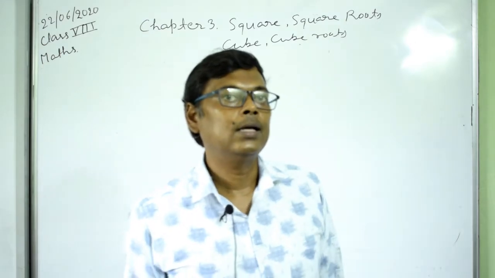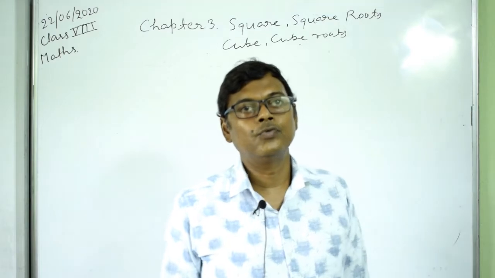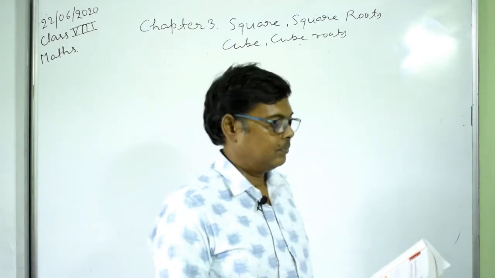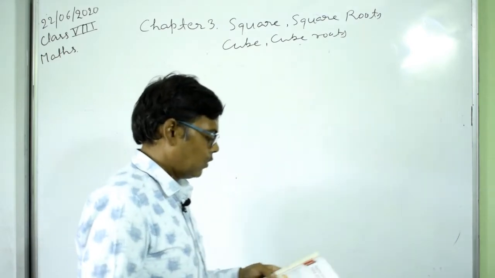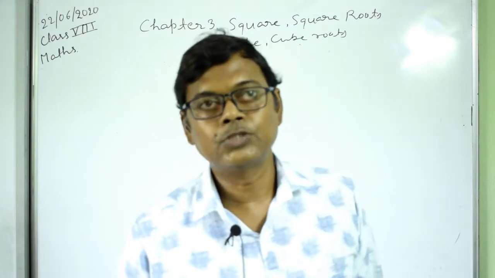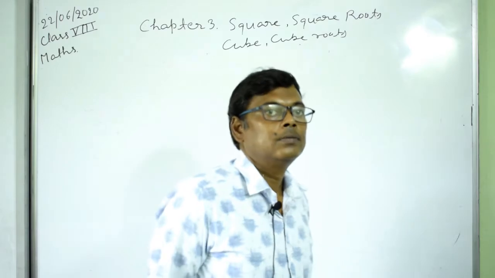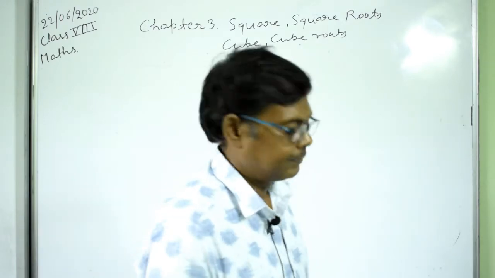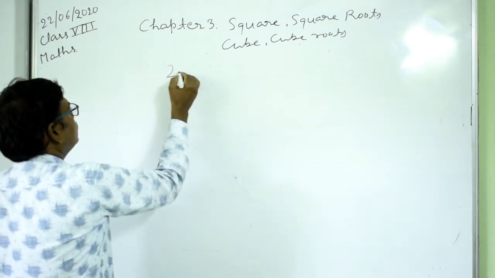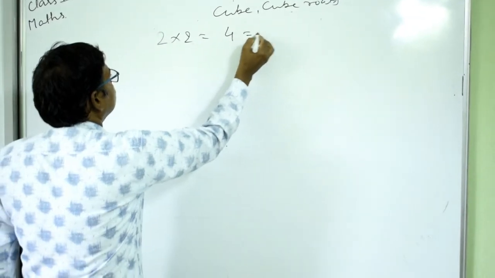When you multiply any number by itself, we say that we have found the square of the number. That is the meaning of the square. When we multiply a number by itself, we say that the number has been squared, and the product is called the square of the number. For example, if you have the number 2, then 2 into 2 equals 4, that is 2 square.